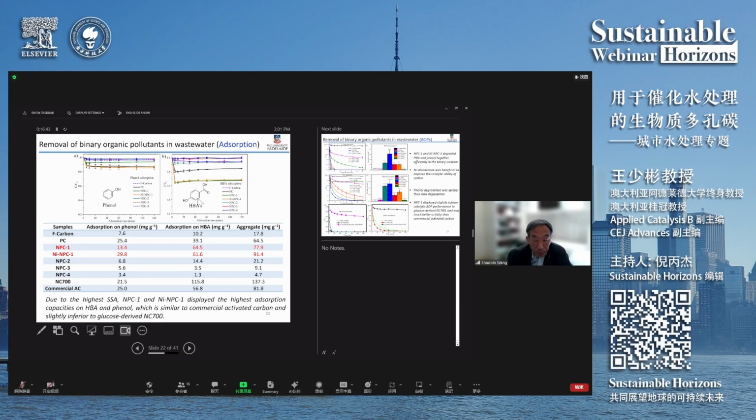And we can look at their performance for the degradation of those contaminants or in terms of absorptions. But in this case, we are looking at a two-component system. One is based on phenol, and another one. Those catalysts can still show some good catalytic performance.